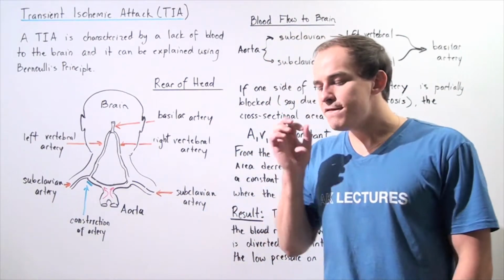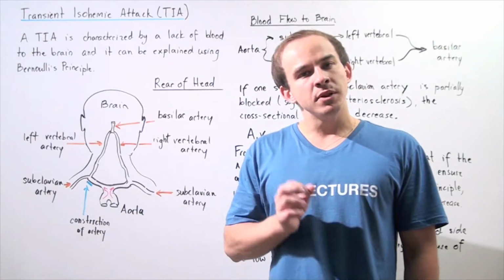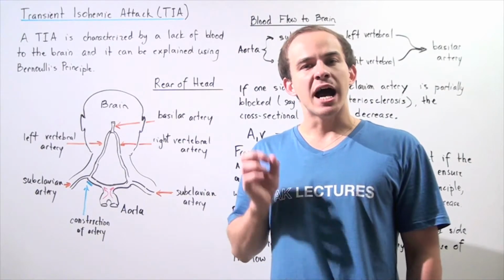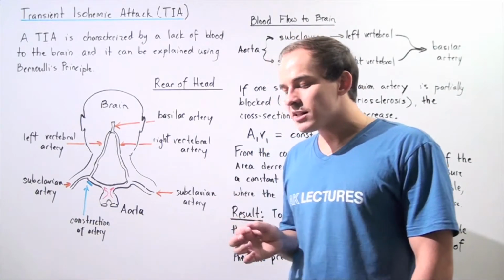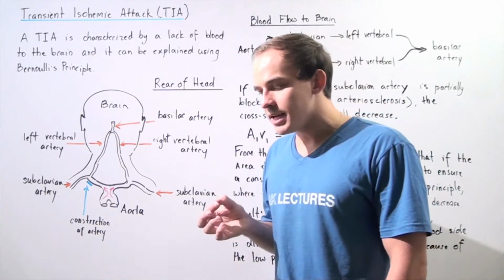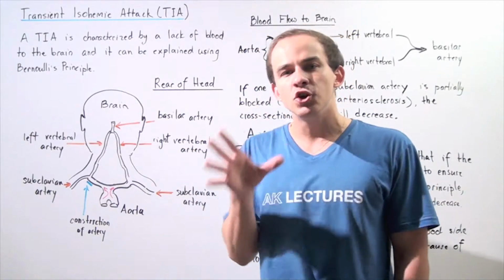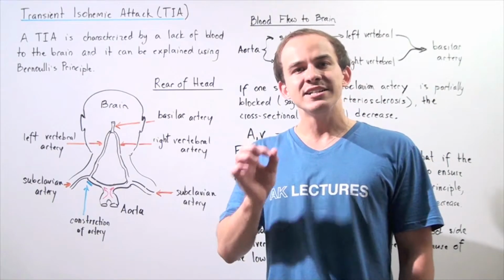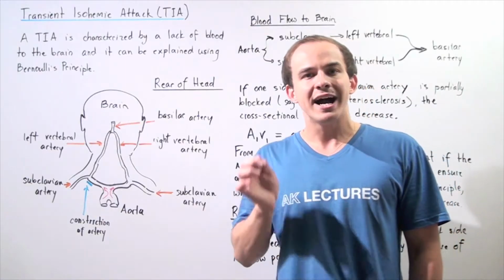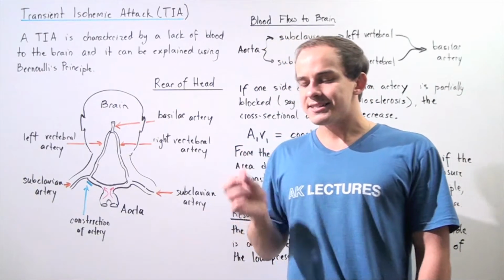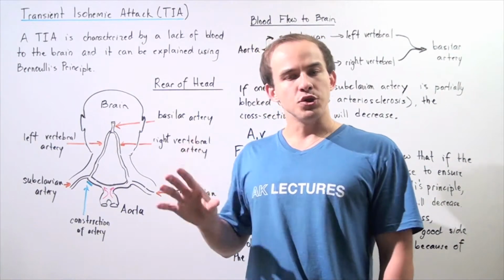Bernoulli's equation is a very powerful principle because it allows us to explain many important natural phenomena that take place in the real world. Now, one particular example of a phenomenon that takes place inside our body that we can explain using Bernoulli's principle is called the Transient Ischemic Attack, or simply TIA. Now, a transient ischemic attack is characterized by a lack of blood to the brain.